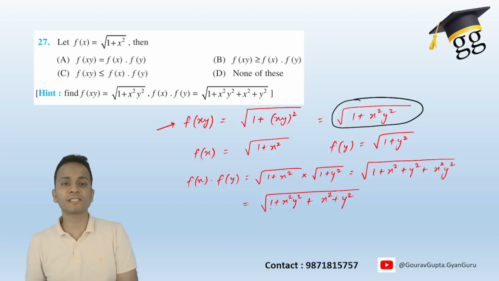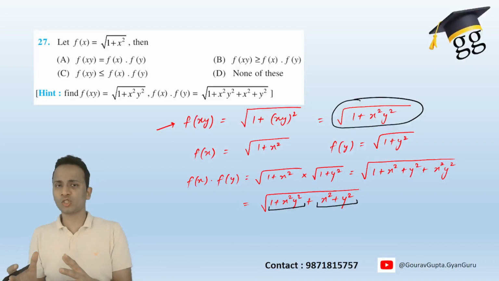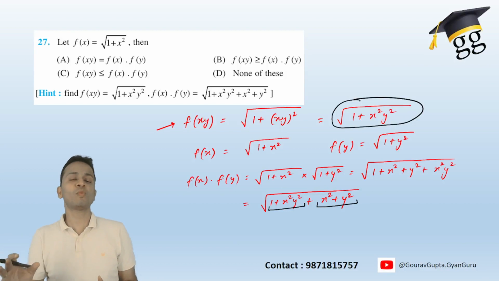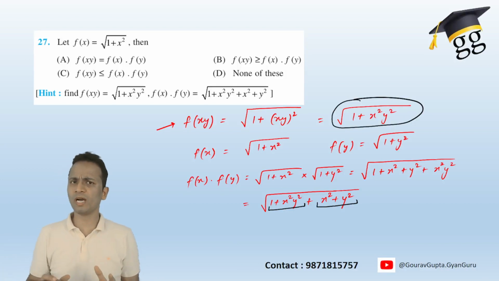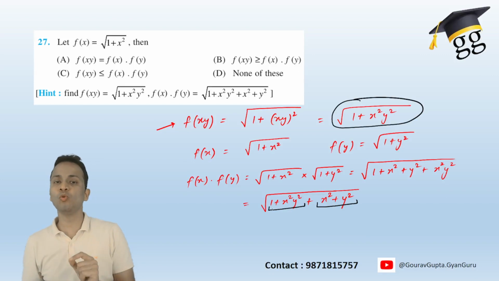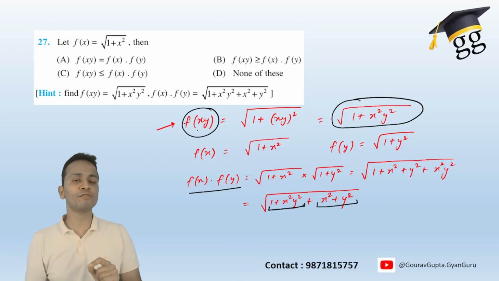Now here in fx multiplied by fy, I already have this part and something is added to this. What is added? X square plus y square is added. Now x square plus y square will never be a negative number. The value of x square plus y square will either be 0 or greater than 0. So something is being added to this part. So f of x multiply f of y will definitely be greater than or equal to f of xy.